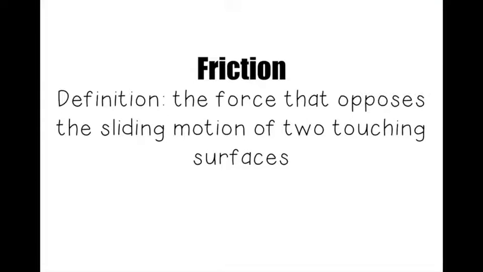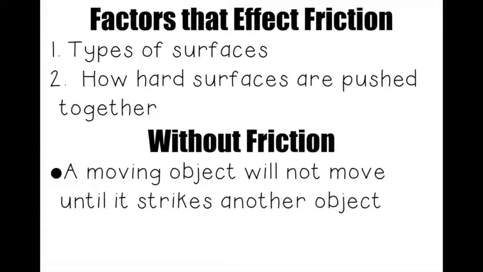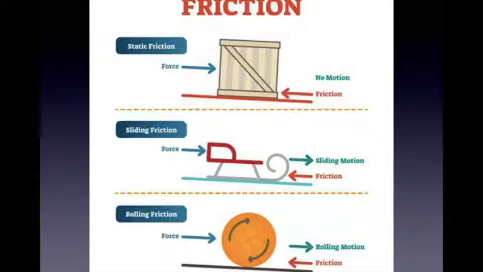Now friction. The definition of friction is the force that opposes the sliding motion of two touching surfaces. Factors that can affect friction are the types of surfaces and how hard the surfaces are pushed together. Without friction, a moving object will not stop until it strikes another object, so it will continue to go on forever and ever.